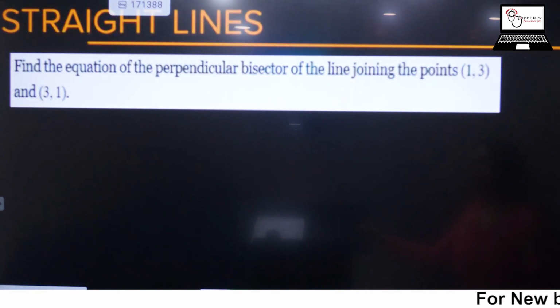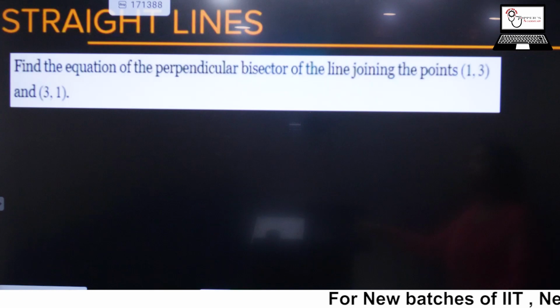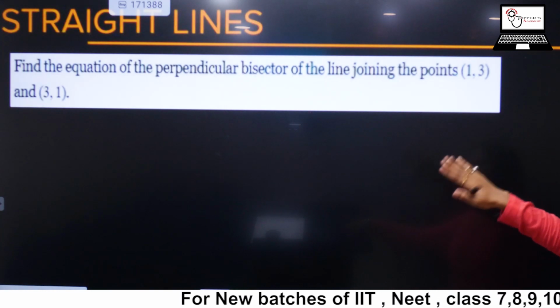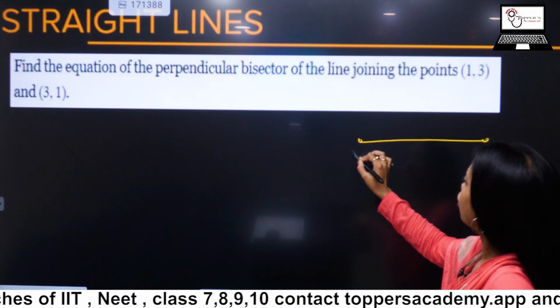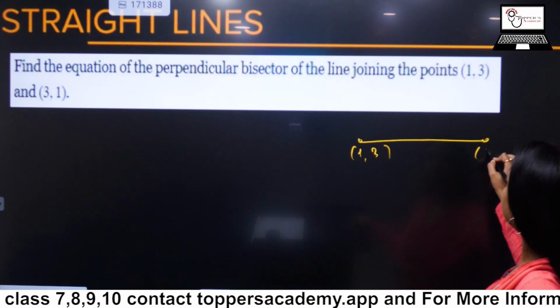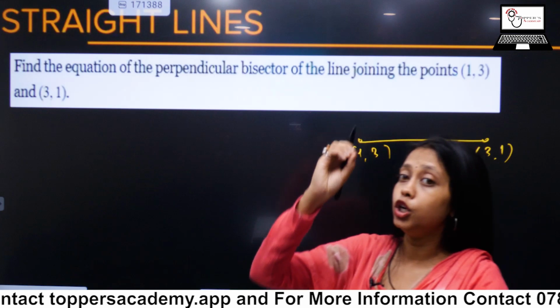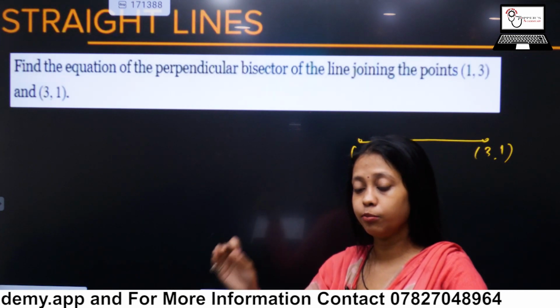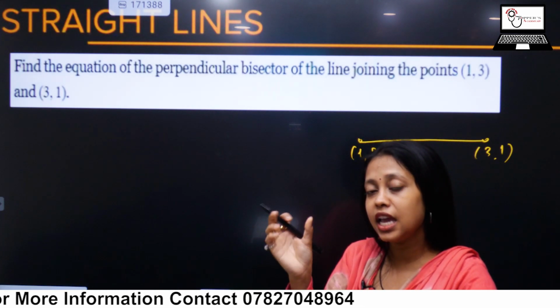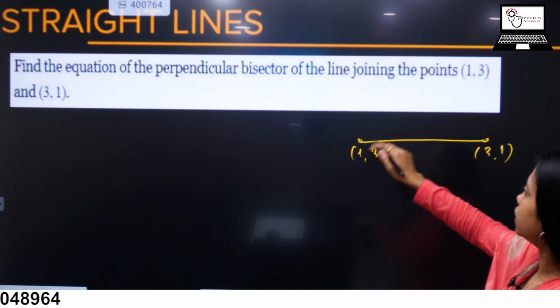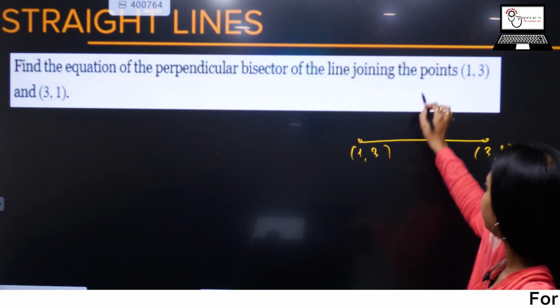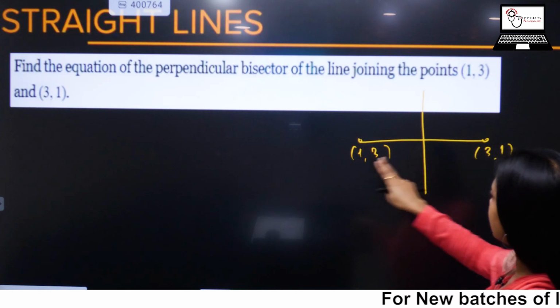Okay. Next, find the equation of the perpendicular bisector of the line joining these two points. Okay, so that is 1 comma 3, 3 comma 1. Again, I told you, read the question partially and then draw it. It says find the equation of the perpendicular bisector. This is a perpendicular bisector of the line segment joining these.